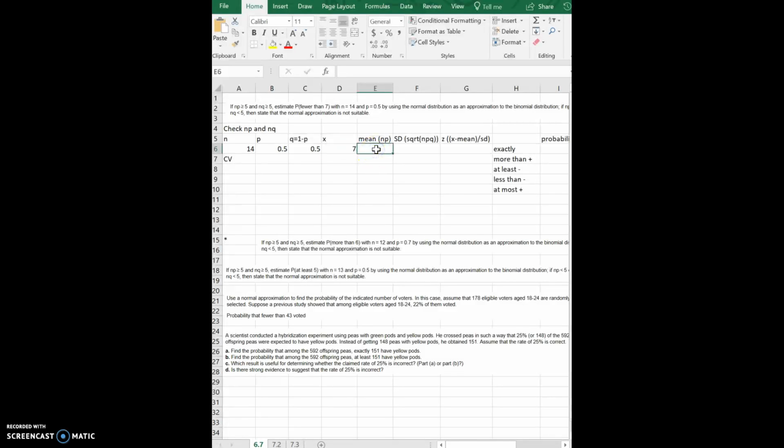Our next step is going to be to do our mean. So our mean is n times p. So we're going to do equals the mean. So our mean is equal to n times p. If you want to use product, you can.